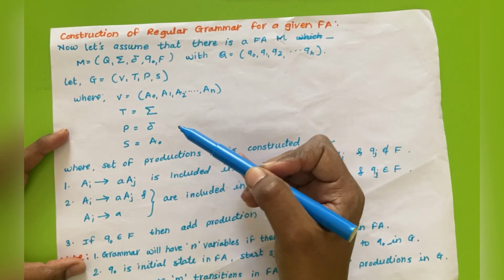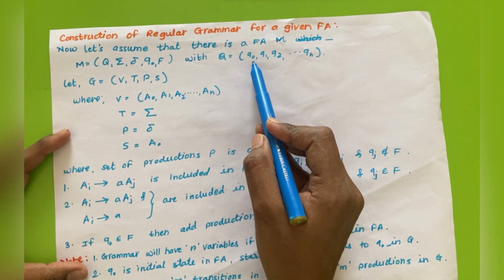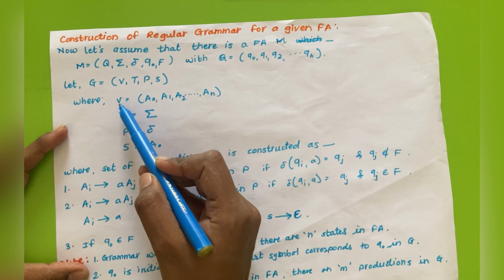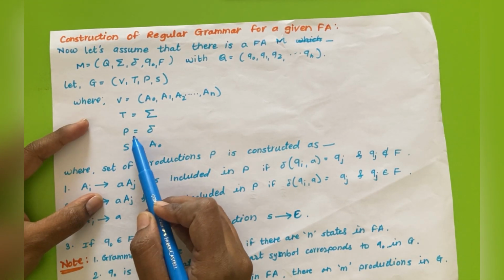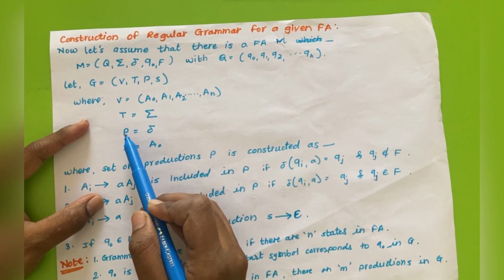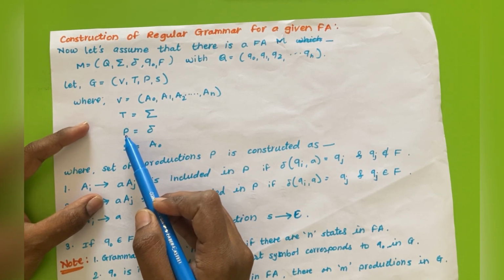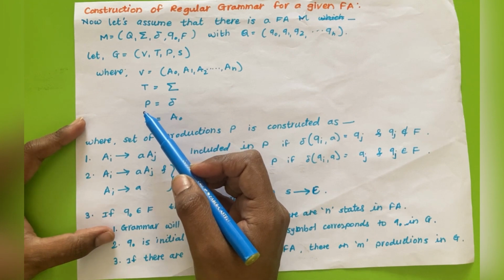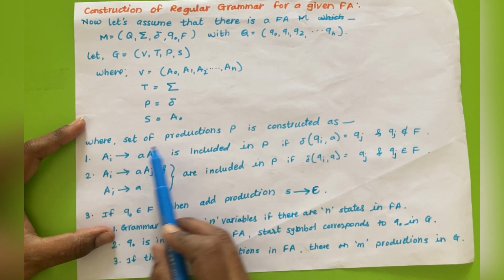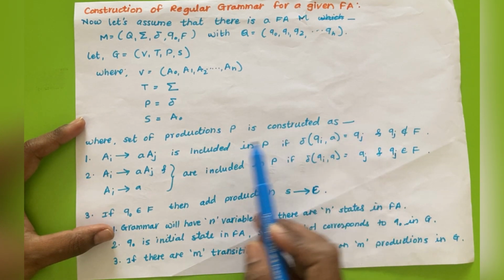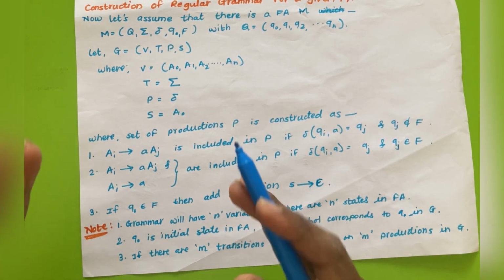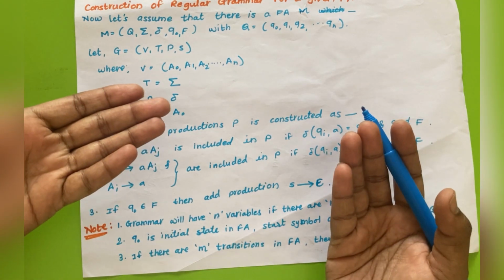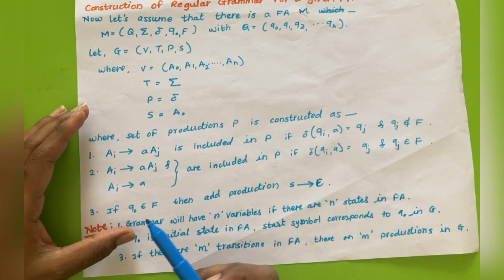Now during the conversion method we can directly write the set V, then set T and S also, but for conversion of transitions to productions, we have to follow some rules. Let's see what these rules are. The set of productions P is constructed as follows, because we have a set of transitions and we have to convert these transitions into a set of productions. We will see them one by one.